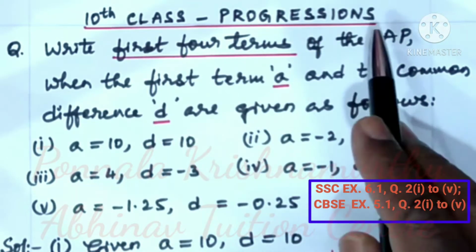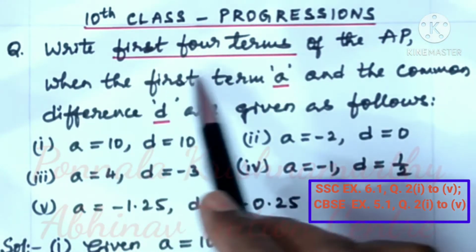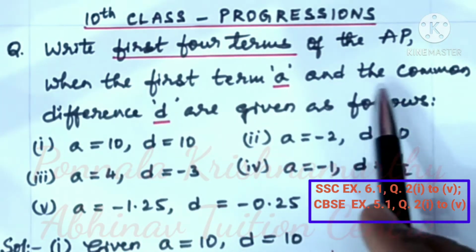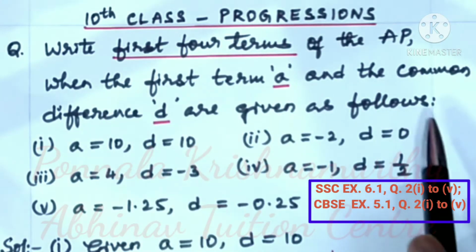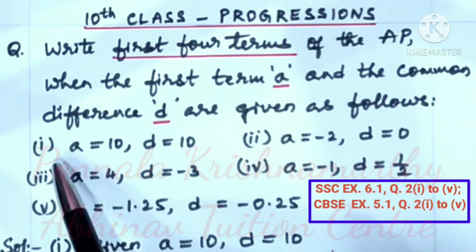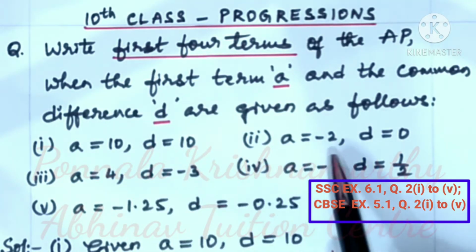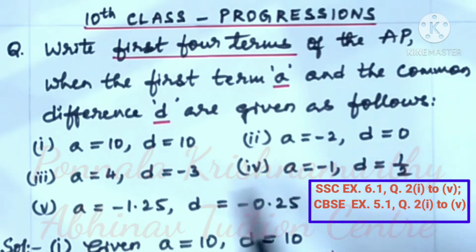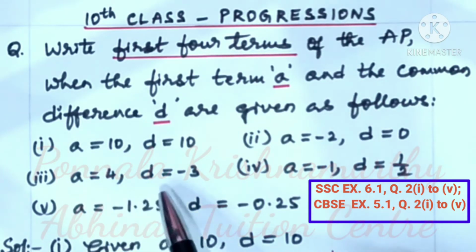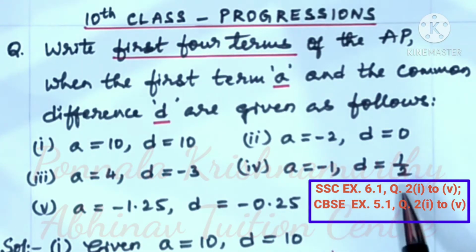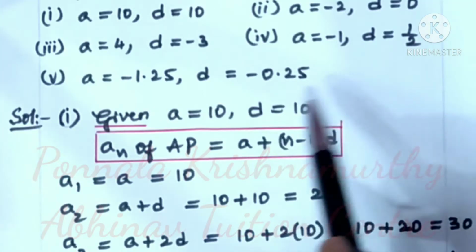10th class progressions. Write the first four terms of the AP when the first term a and the common difference d are given as follows. First one, a equal to 10, d equal to 10. Second one, a equal to minus 2, d equal to 0. Third one, a equal to 4, d equal to minus 3. Fourth one, a equal to minus 1, d equal to 1 by 2. Fifth one, a equal to minus 1.25, d equal to minus 0.25.